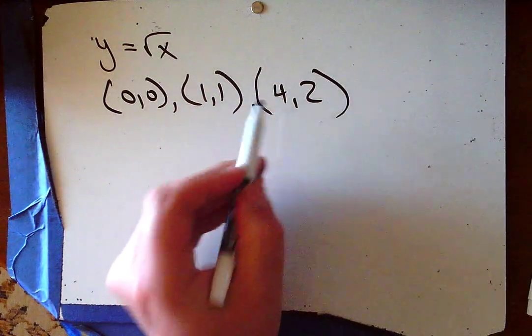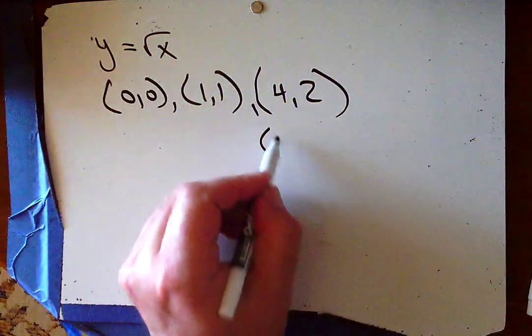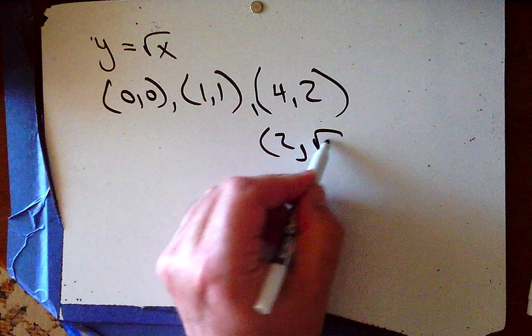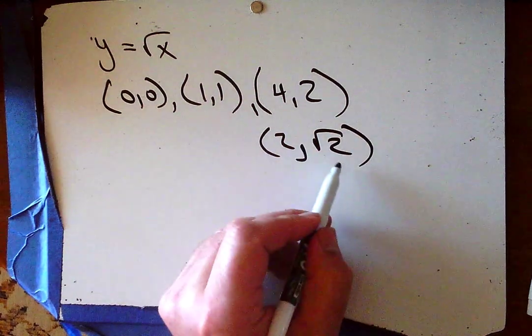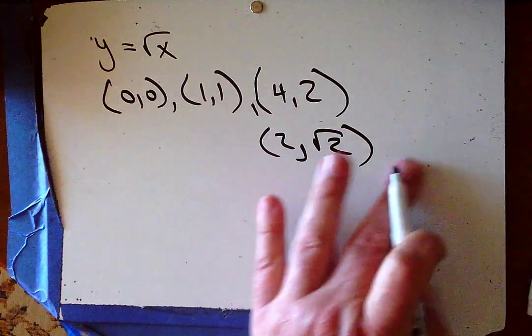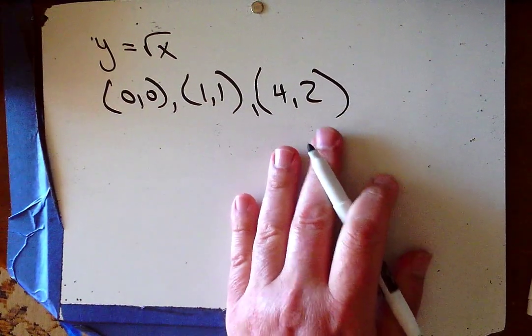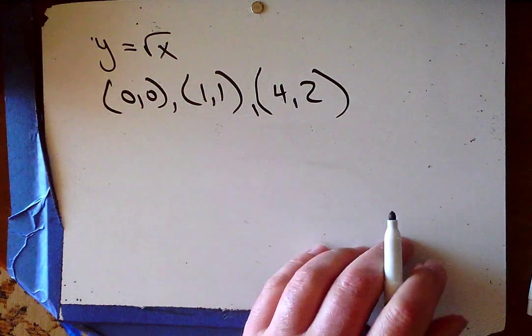Why 4? Because the square root of 4 is 2. If I used 2, then I would have to have square root of 2. And many people are uncomfortable trying to graph square root of 2. So we're not going to try and do that. We're just going to use these nice whole numbers here. So these are our 3 reference points.